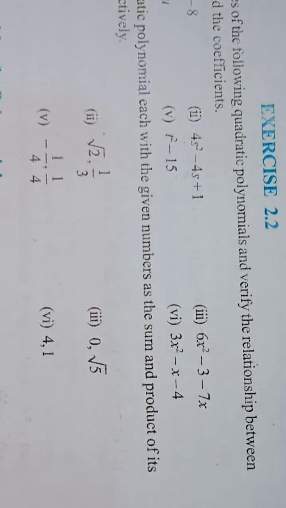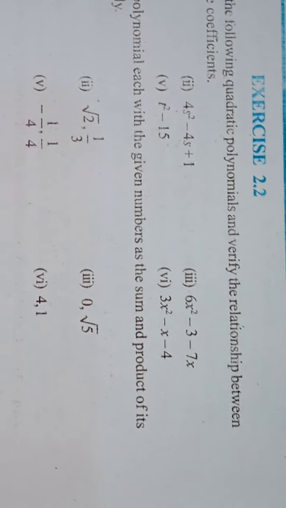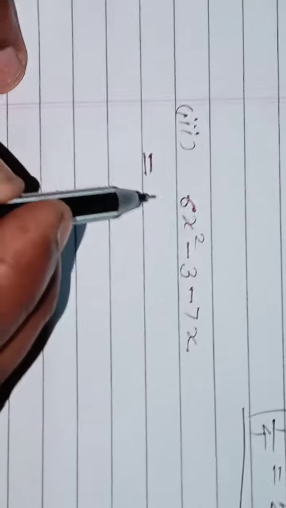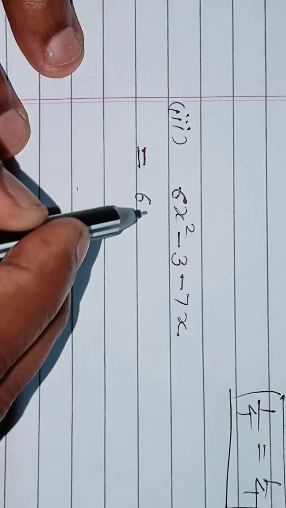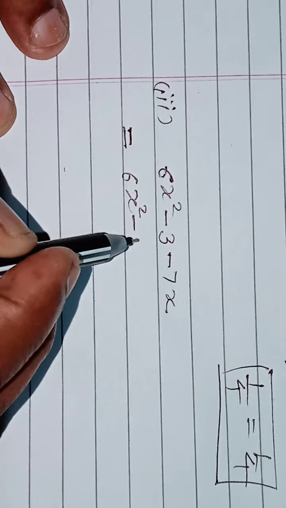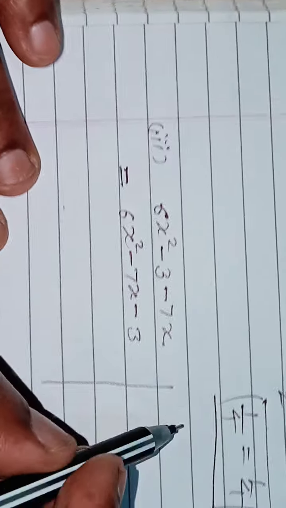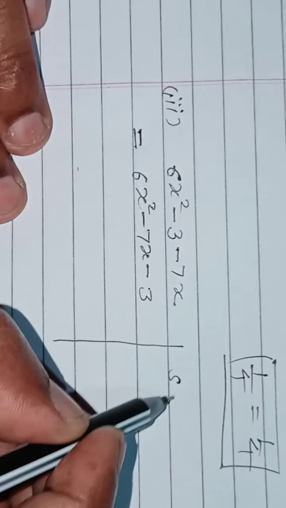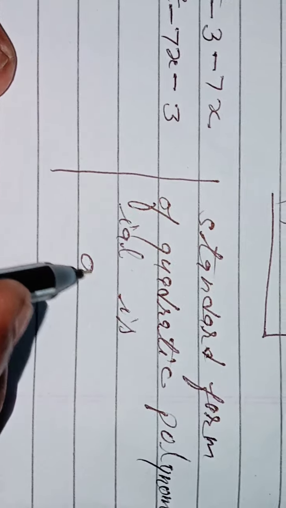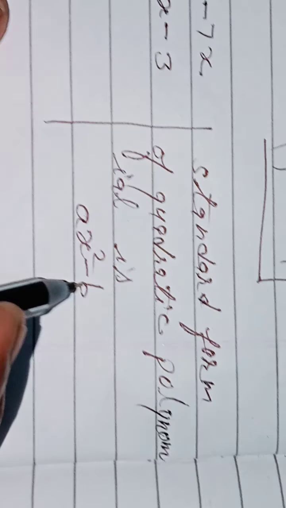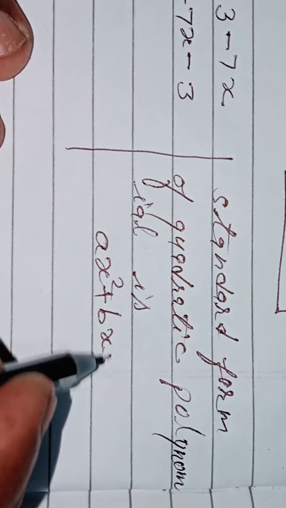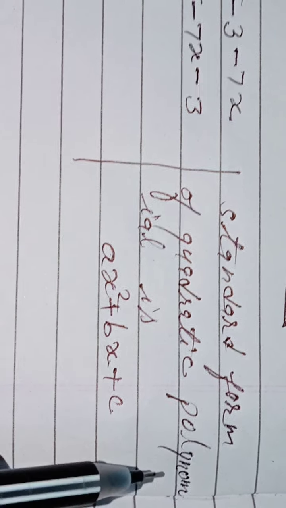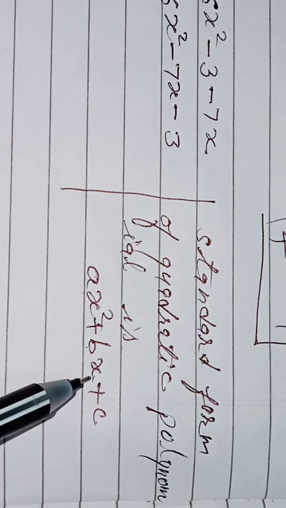6x square minus 3 minus 7x. First arrange it into standard form: 6x square minus 7x minus 3, a quadratic polynomial. Standard form of a quadratic polynomial is ax square plus bx plus c.